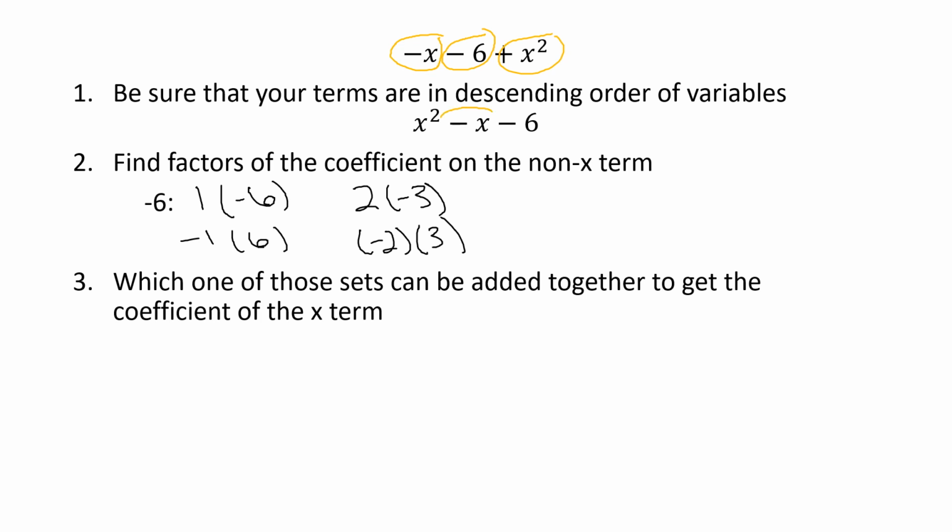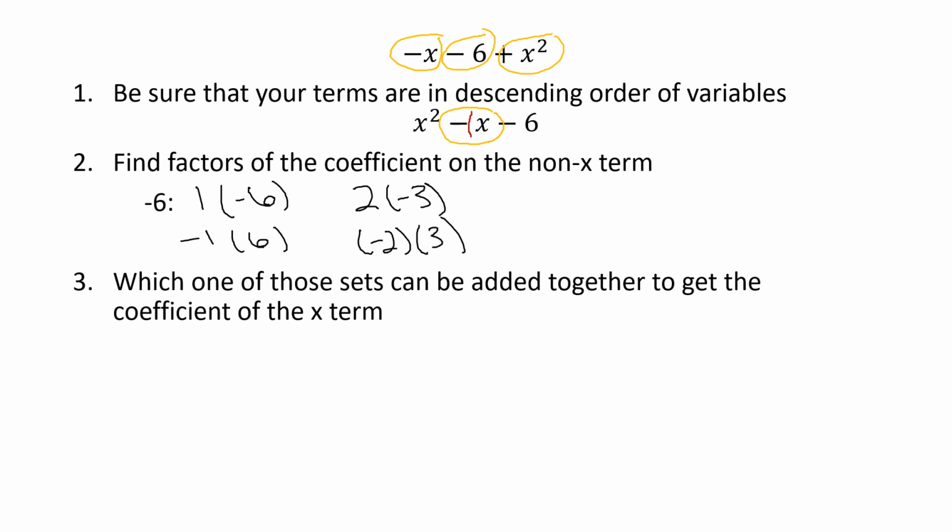Now this is a little weird. There's no number there. But if we reach back into our Algebra 1 brain, and we remember that every term has an understood 1. So which one of those pairs, when added together, is going to get me to negative 1?